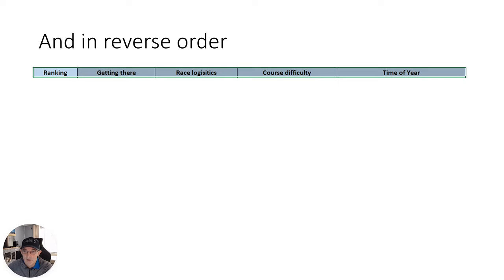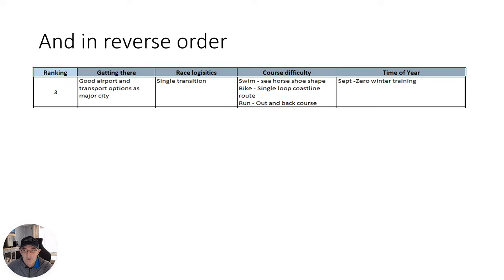So without further ado, first up and third place is somewhere that's got a good international airport and domestic airport, and lots of transport options, a major city. It has a single transition, which essentially means where you swim to bike and you bike to run is the same place, rather than having two different locations, which involves a little bit more logistics the couple of days before the race, which minimizes stress, which is exactly what you want on your first 70.3.